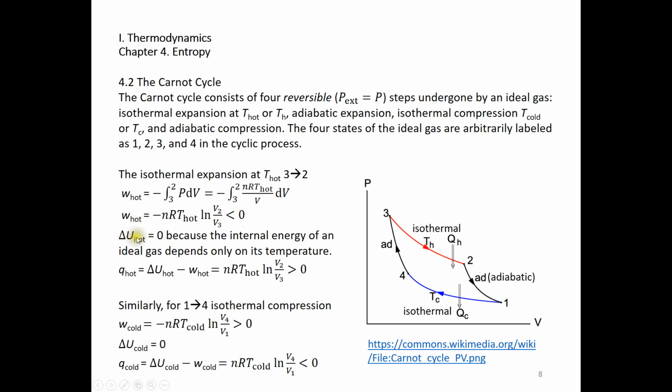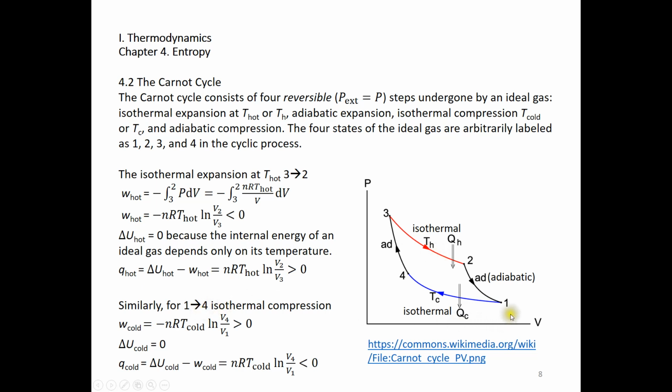What about delta U of this step from 3 to 2? It's isothermal expansion of an ideal gas. Well, because the internal energy of an ideal gas only depends on temperature, delta U is 0. If delta U is 0, Q is delta U minus W, which is just negative W, and we get this expression for Q sub hot. Q is greater than 0 in this isothermal expansion of ideal gas.